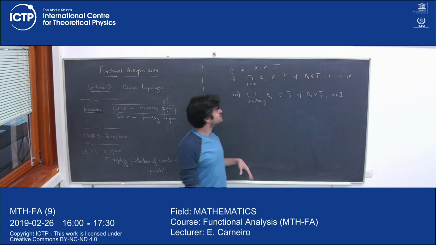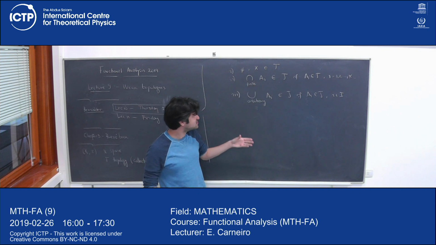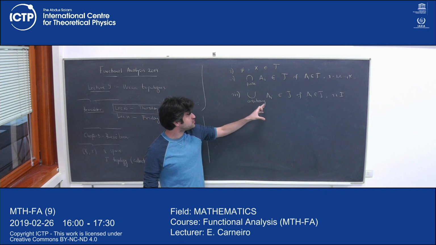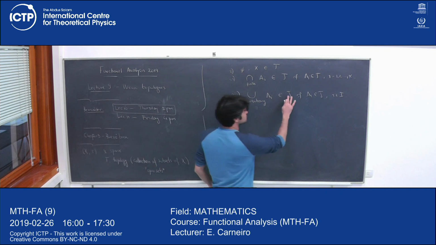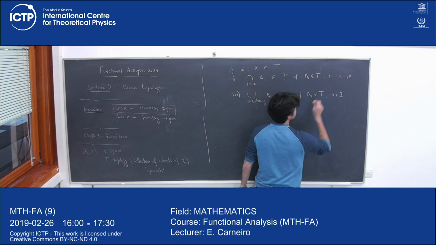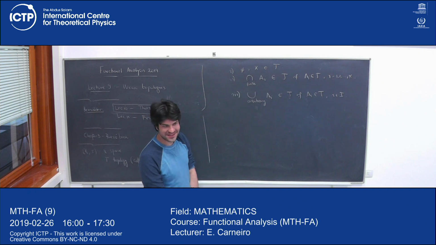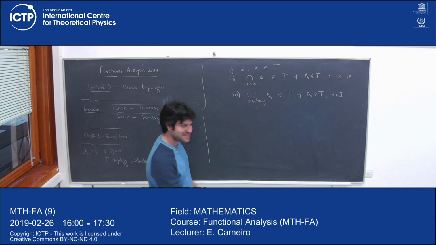Okay, so I'm emphasizing that finite intersection: a finite intersection of open sets is open, and an arbitrary union of open sets is open. My T is starting to look like a J. So these are the rules that you have to verify to create your topology.